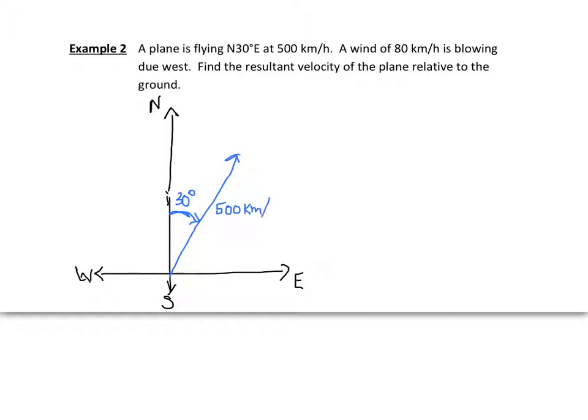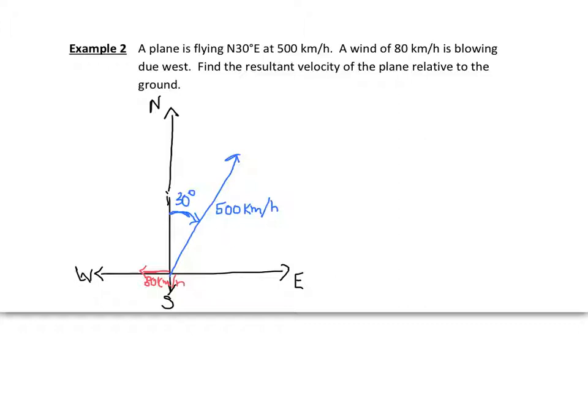500 kilometers per hour. Now, it says a wind of 80 kilometers per hour is blowing due west. So at the same time, we have this wind, which has a magnitude of 80 kilometers per hour. And we have to find the resultant velocity of the plane relative to the ground. So obviously the wind speed and direction has an effect on the resultant velocity of the plane.